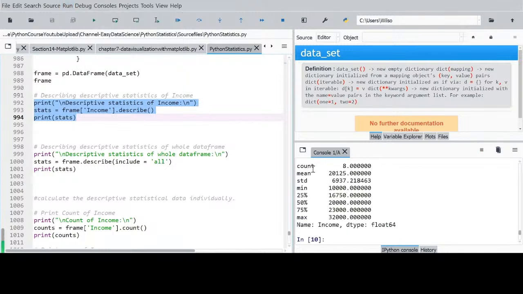So by default, you can see observations, count, and the mean value, standard deviation, minimum value, and a 25% quantile, which means 25% of observations for this variable are under this value. And similarly for the 50% quantile or the median value, and 75%, or say the third quantile value, and the maximum value.